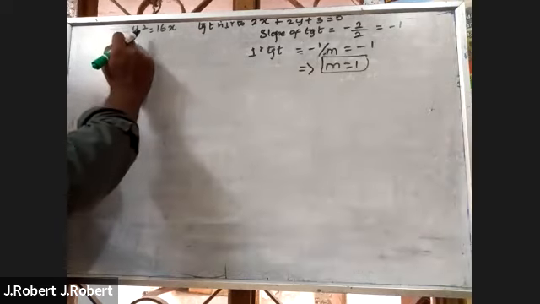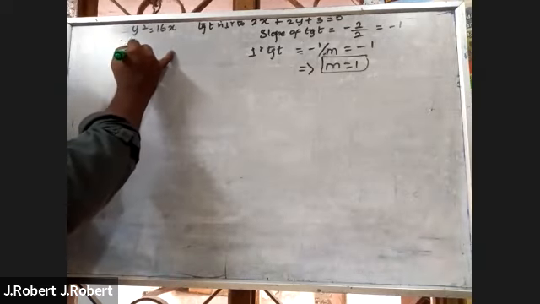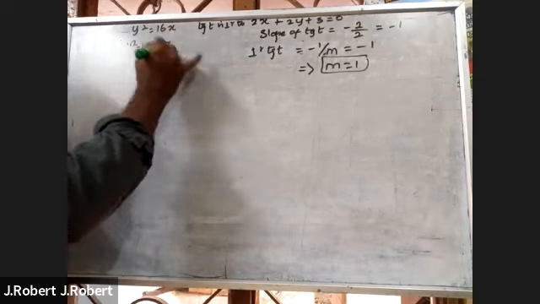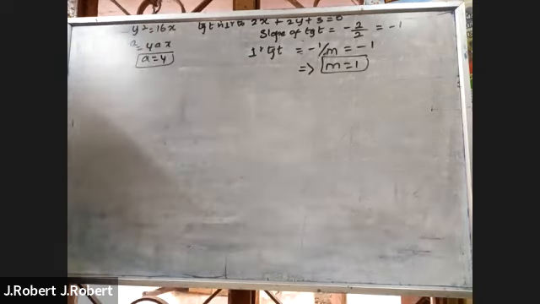The parabola is given as y squared equals 4ax. This is of the form y squared equals 4ax. From this we can find out a is equal to 4. Now we know a is equal to 4, m is equal to 1. The condition for the line y equals mx plus c to be a tangent to the parabola is c is equal to a by m.